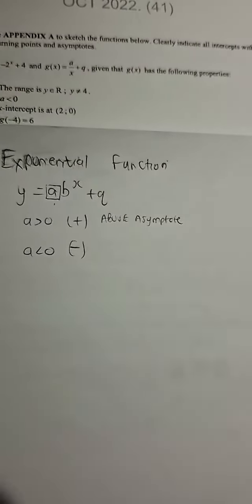If a is less than 0, meaning when it's negative, then the function will not be found above the asymptote, but it will be found below your asymptote.